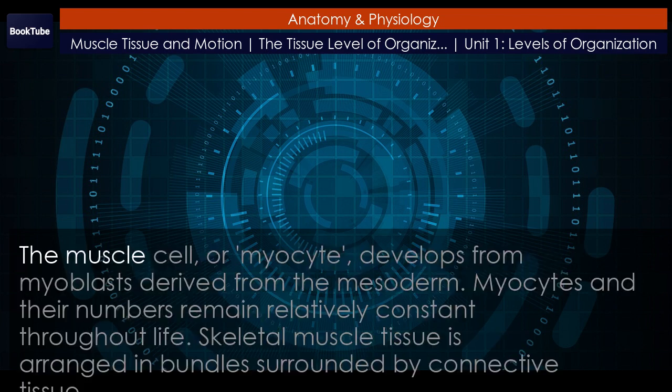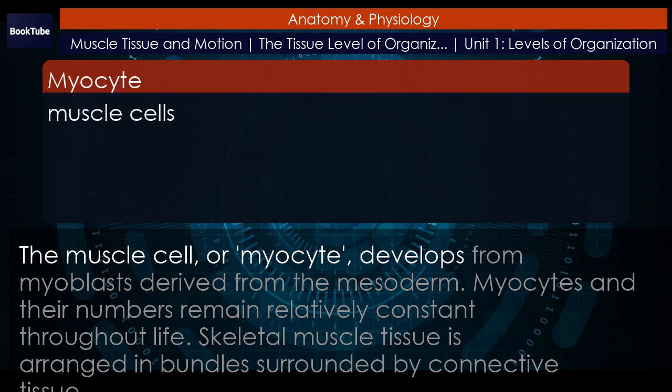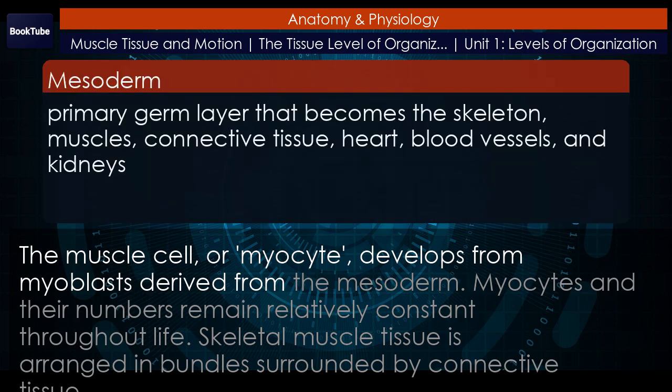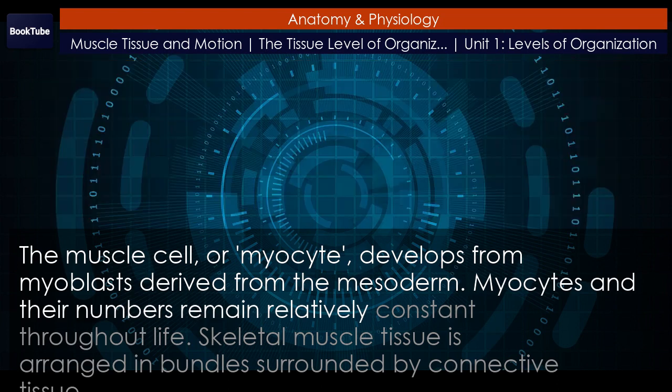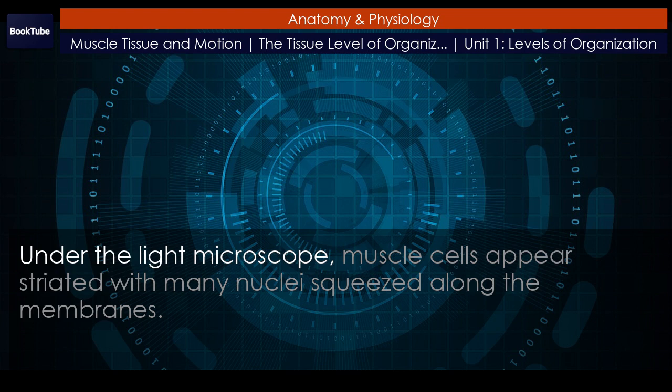The muscle cell, or myocyte, develops from myoblasts derived from the mesoderm. Myocytes and their numbers remain relatively constant throughout life. Skeletal muscle tissue is arranged in bundles surrounded by connective tissue. Under the light microscope, muscle cells appear striated with many nuclei squeezed along the membranes.